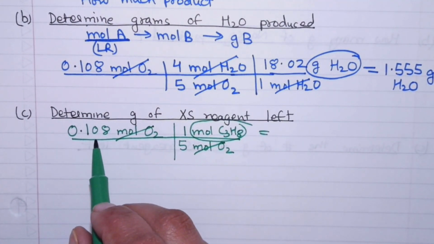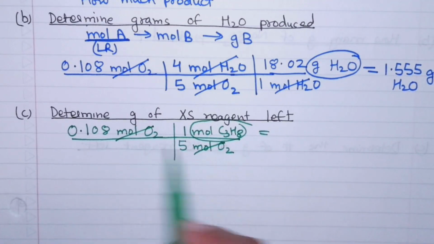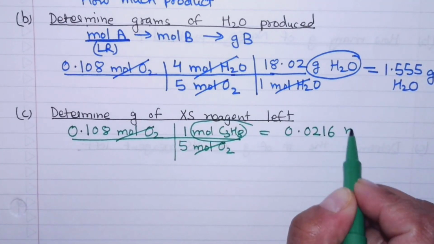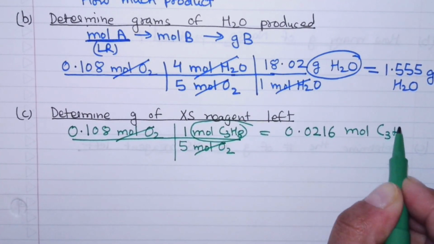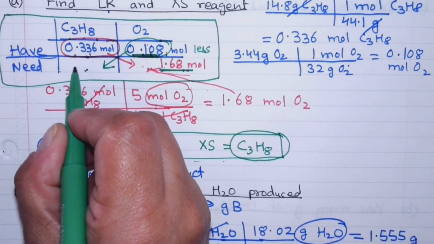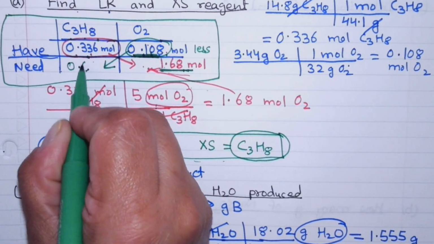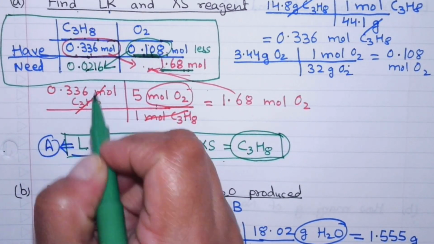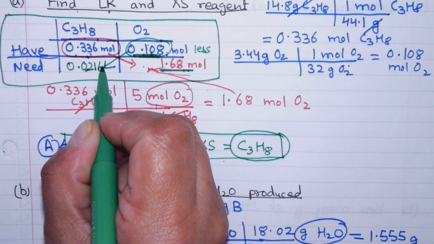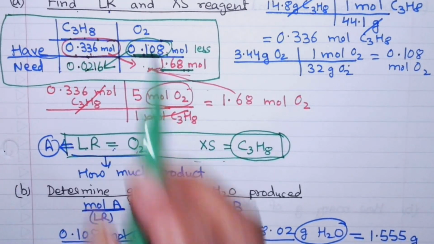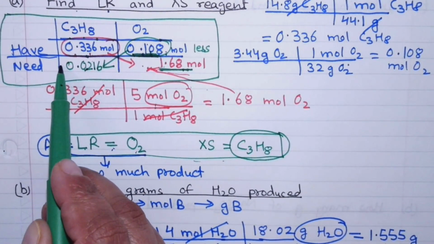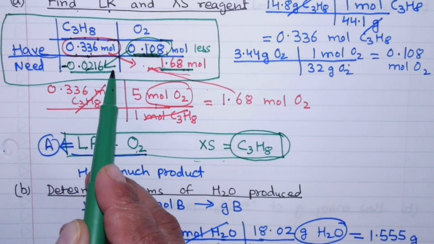If you divide this by 5, so you will get 0.0216 mole C3H8. So I'm going to put that number here. So that would be 0.0216. So we only used up this much of C3H8 and we had a lot of it, right? Now how do we calculate how much of C3H8 will be left over? You simply subtract these two numbers, right?